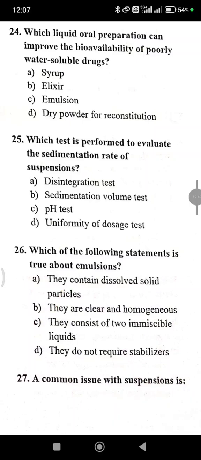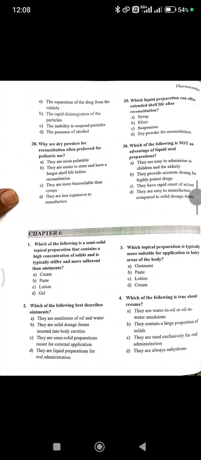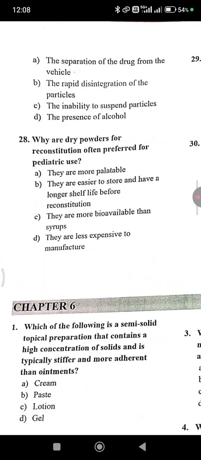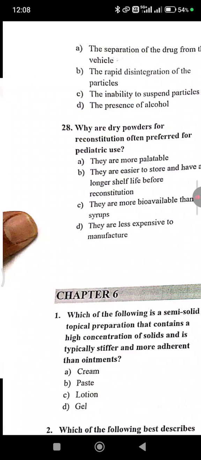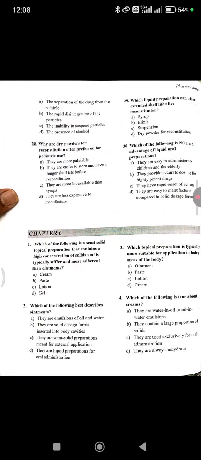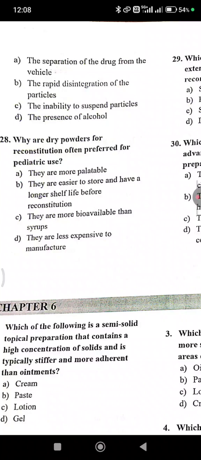A common issue with suspension is: option A, the separation of drug from the vehicle; the rapid disintegration of the particles; the inability of suspended particles; the presence of alcohol. The common issue of suspension is the separation of drug from the vehicle.